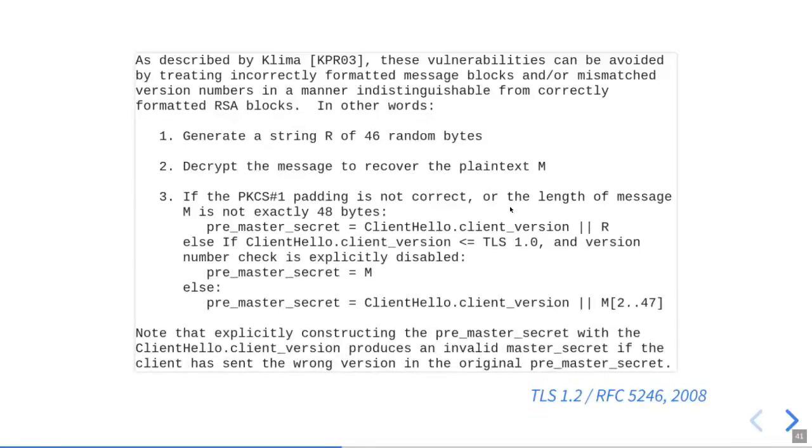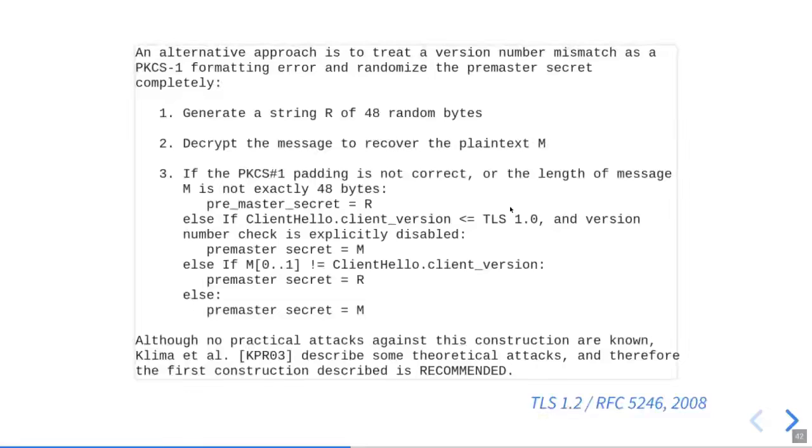So one thing here that is different is that you should generate this random data even before you start decrypting anything. And the reason for that is that it could lead to timing attacks if you only generate this random data after you got a wrong block. And then it has this kind of complicated algorithm here, what you should do. But it also proposes another algorithm, which is equally complicated. And then it tells you, although no practical attacks against this construction are known, Klima et al. describe some theoretical attacks, and therefore the first construction is recommended.